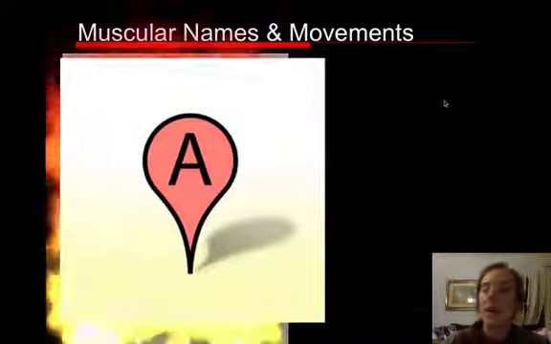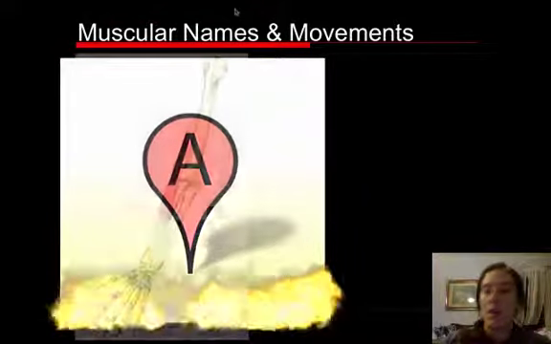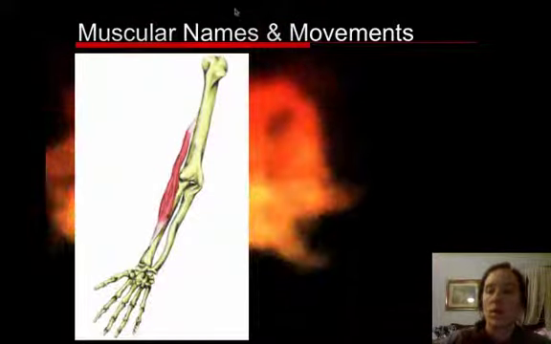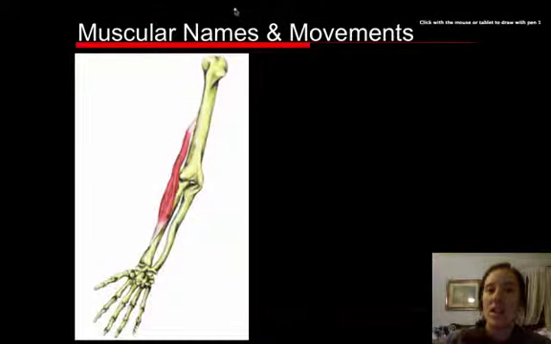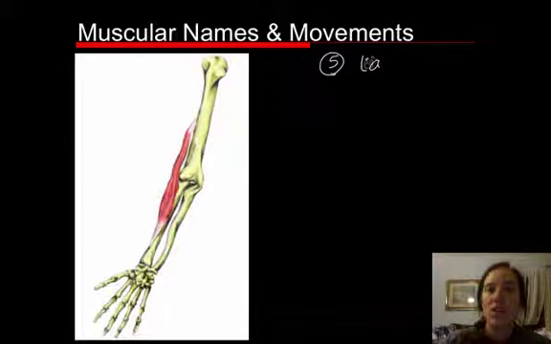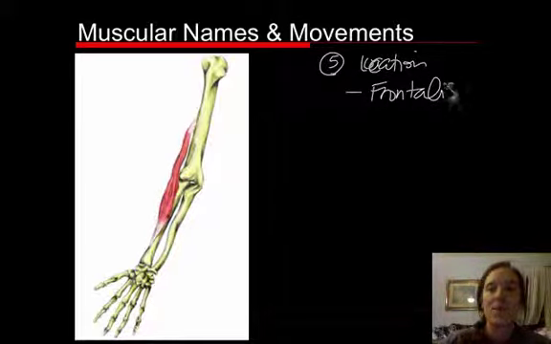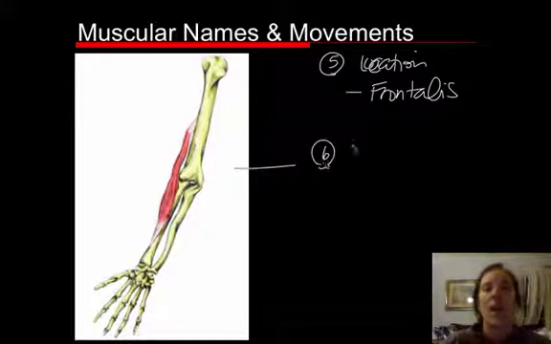All right, and then we have, we're going to pretend that we're back on the other one. Don't ignore this. So 5 is location. And a good one for location is the frontalis. So because it's located in your frontal region. And then this one is number 6. And this is for the number or place of insertion.